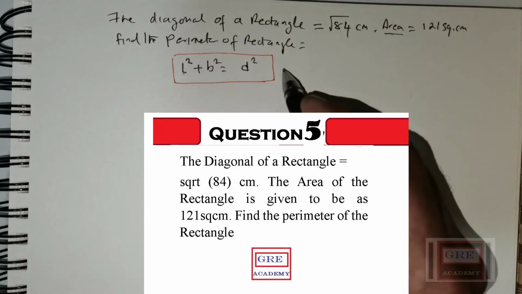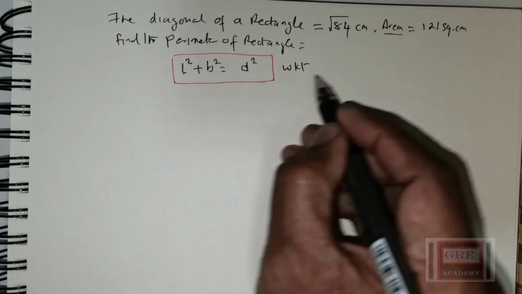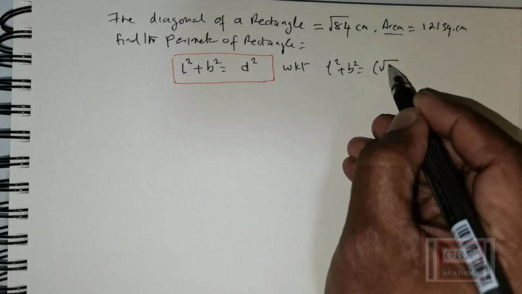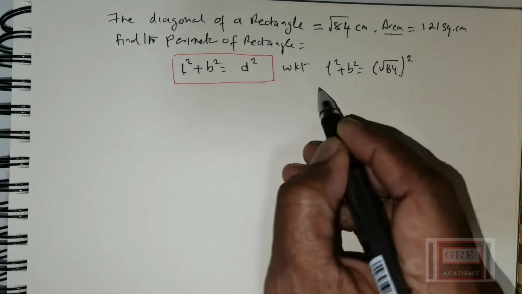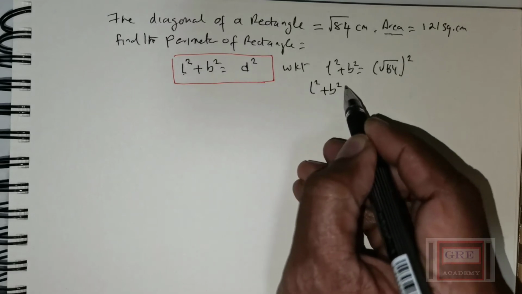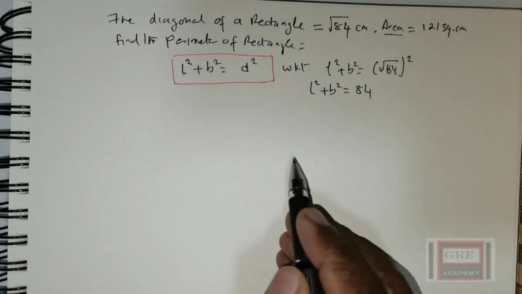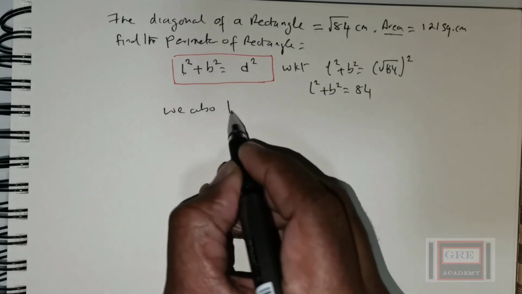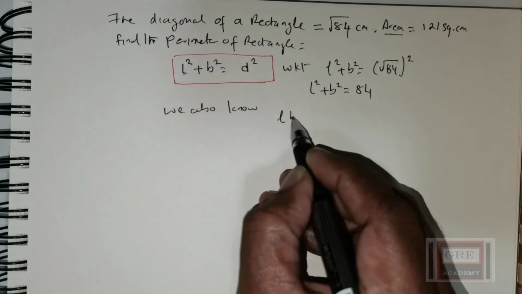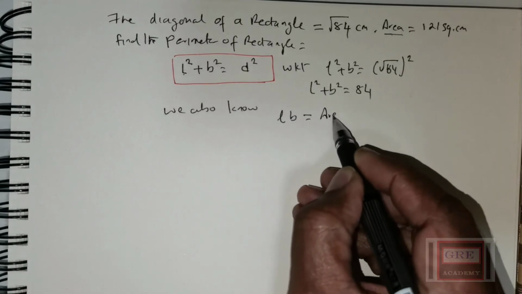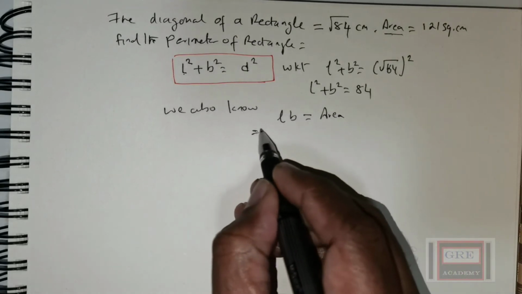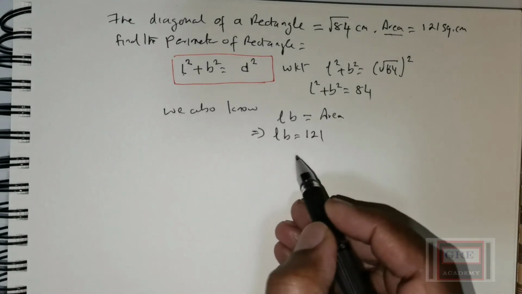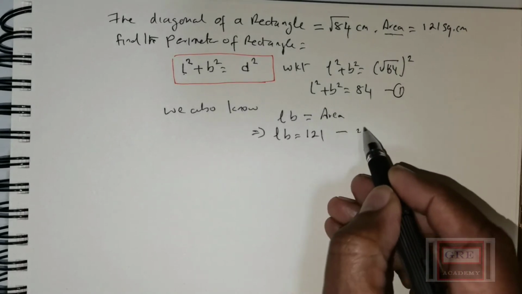So from this formula, in place of D squared we need to place 84, since the diagonal is root 84 and we square that. So that would mean L squared plus B squared is equal to 84. So we've got this. Now we also know that length into breadth is the area of the rectangle. So this would mean length into breadth, area is given to be 121. So we've got 1 and we have got 2.